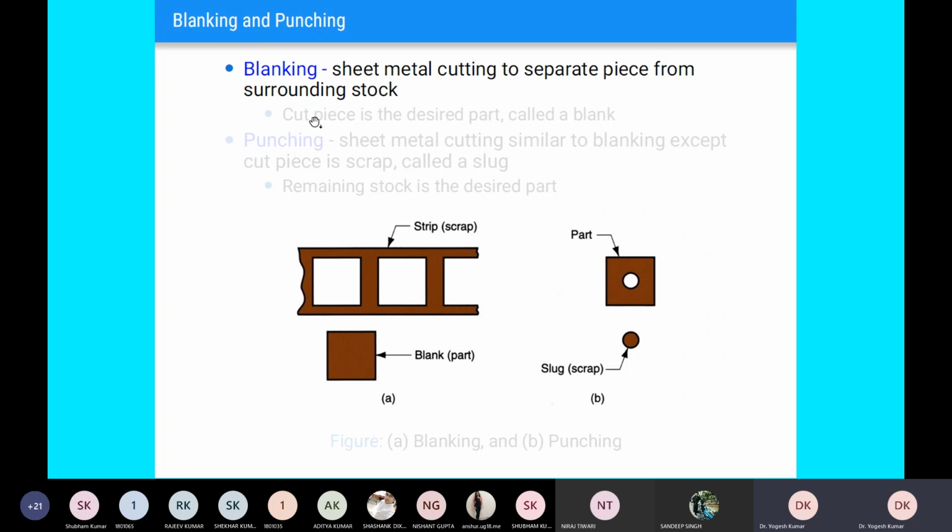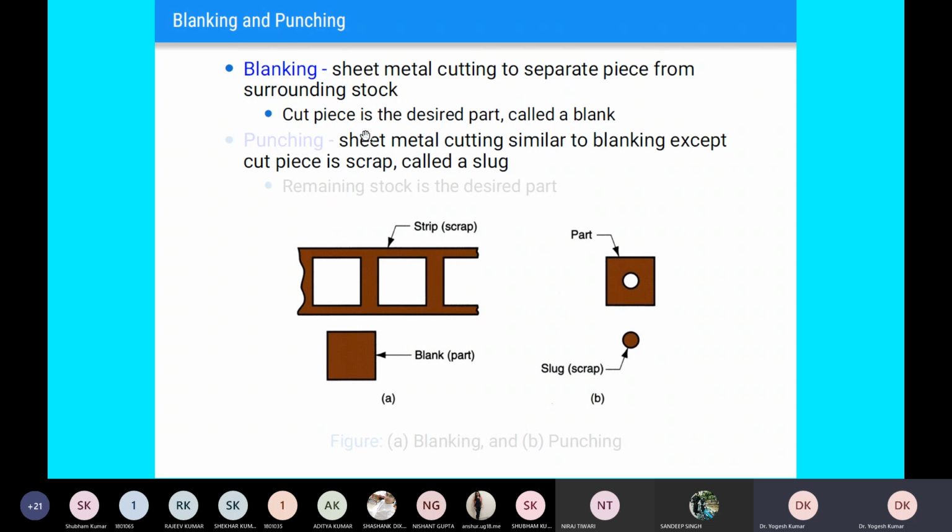Similarly, we have other processes, that is blanking and punching. Under blanking, the sheet metal cutting is a process of cutting to separate a piece from the surrounding stock. Here the cut piece is the desired part, and it is called a blank. Here we can see initially we had a sheet from which this portion has been cut out, and it is your desired part.